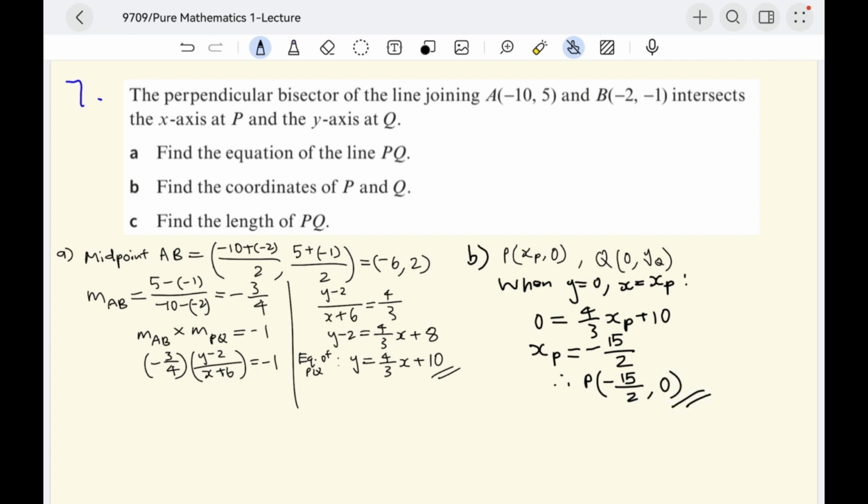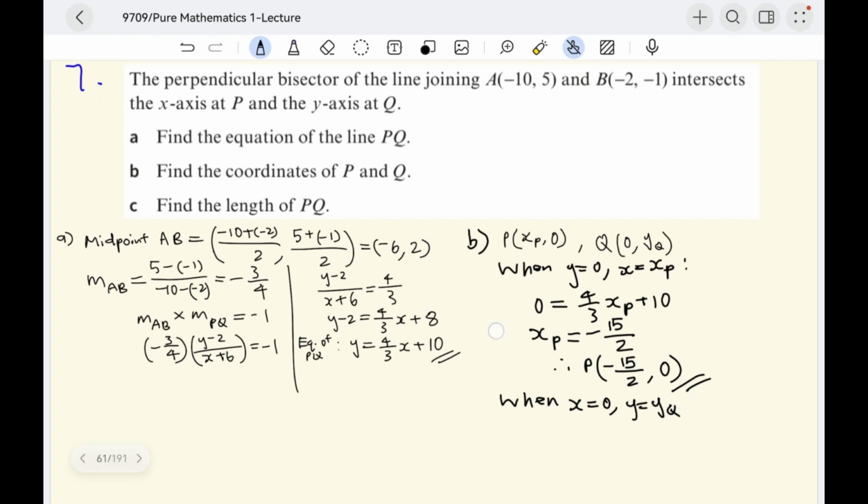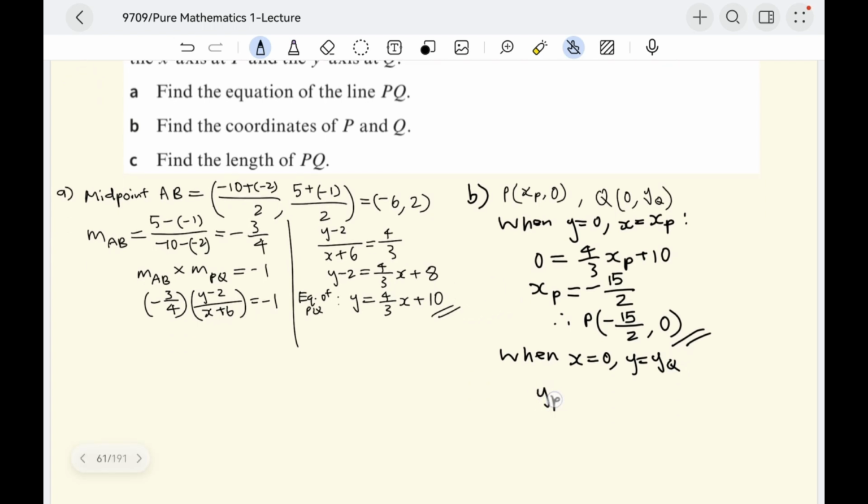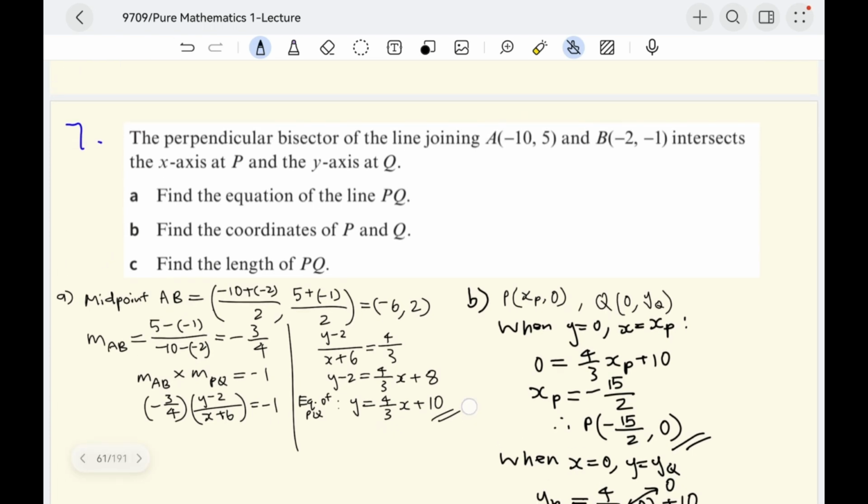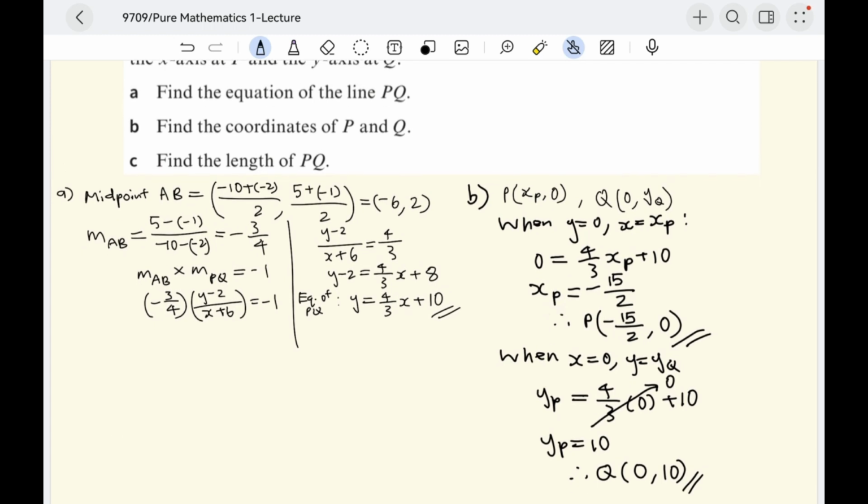Repeat the same thing for Q, except that Q intersects at the y-axis, which means the x-coordinate of Q must be 0. So when x equals 0, y equals the y-coordinate of Q, which is 10. So the coordinate of Q is (0, 10). That's all. Alright, let's move on to part C.